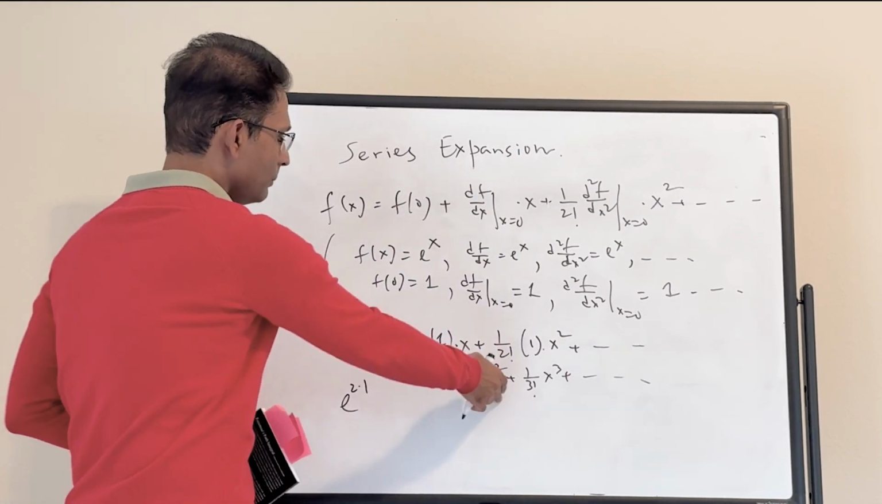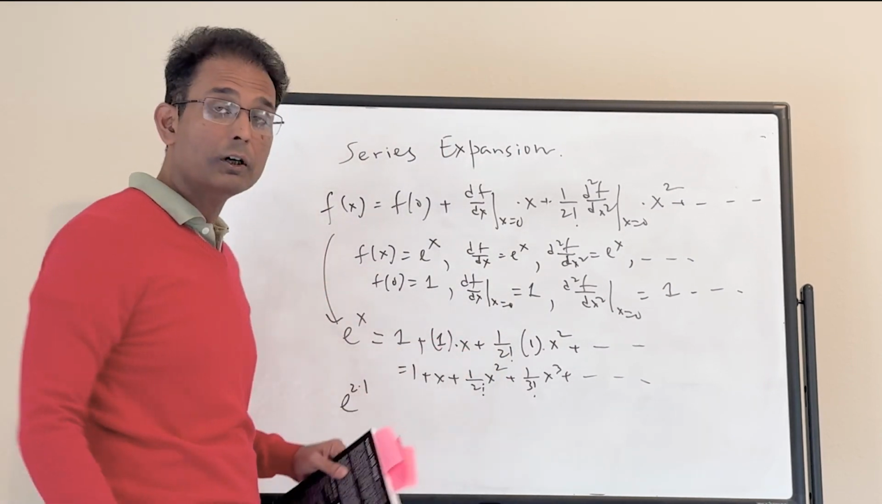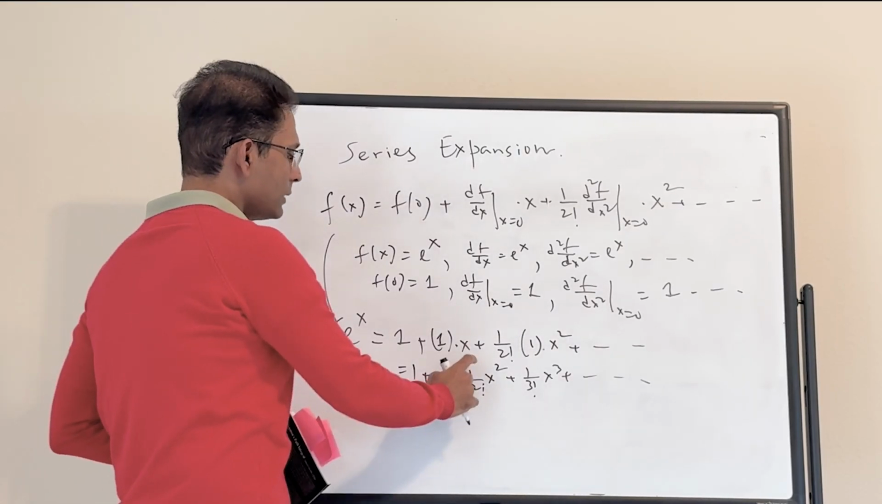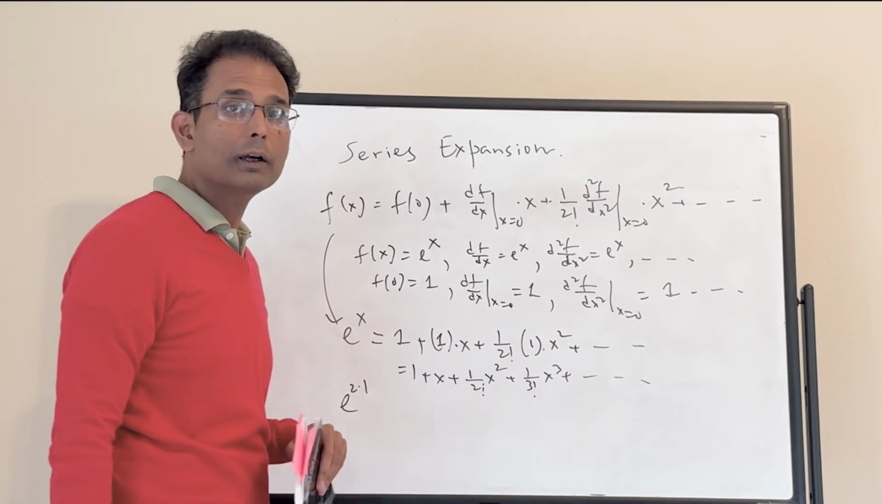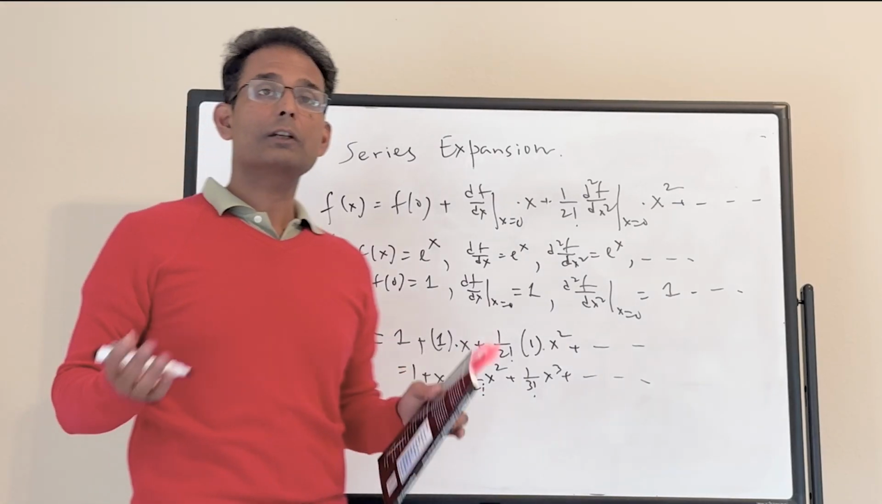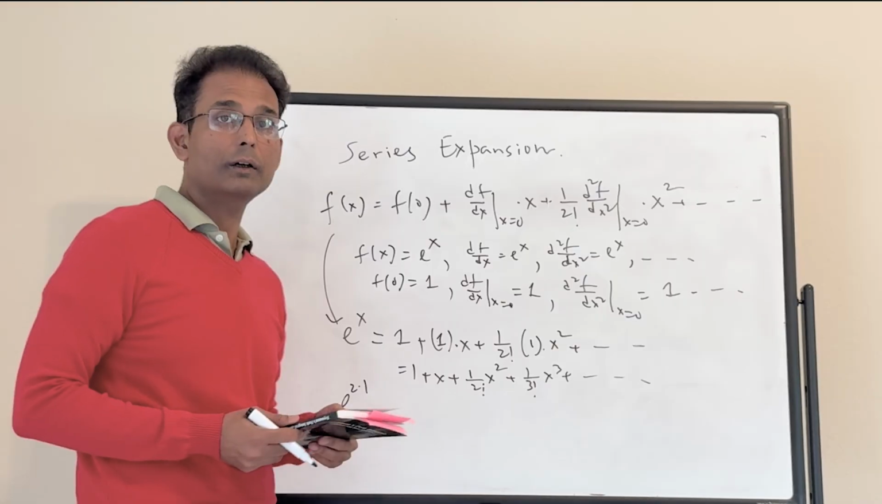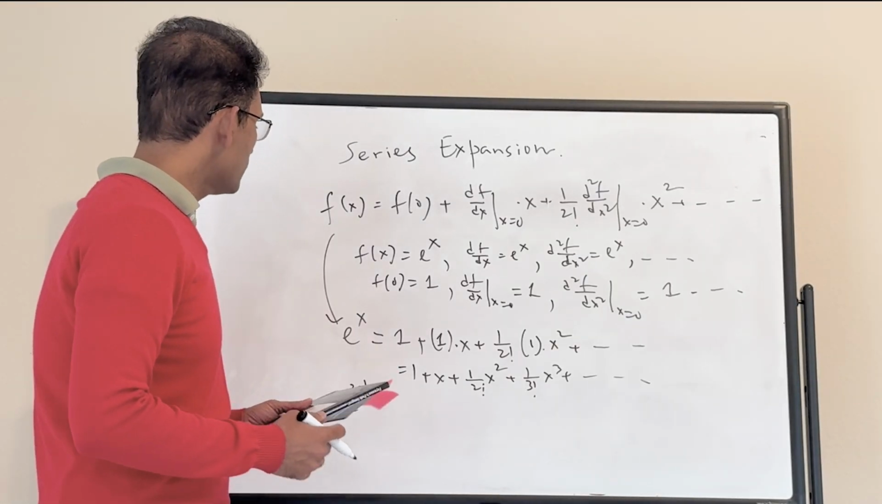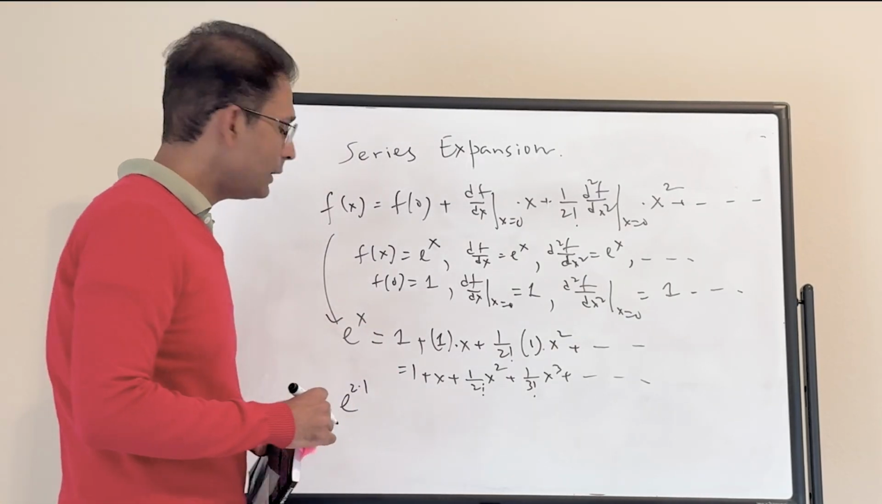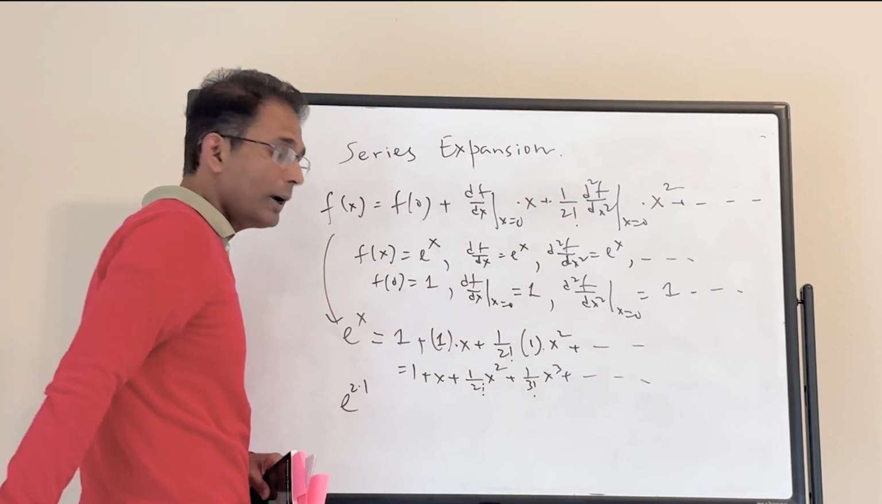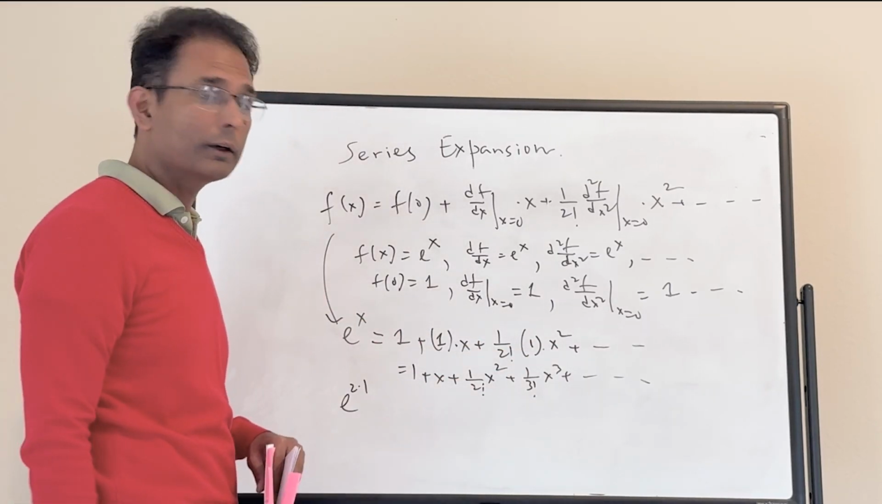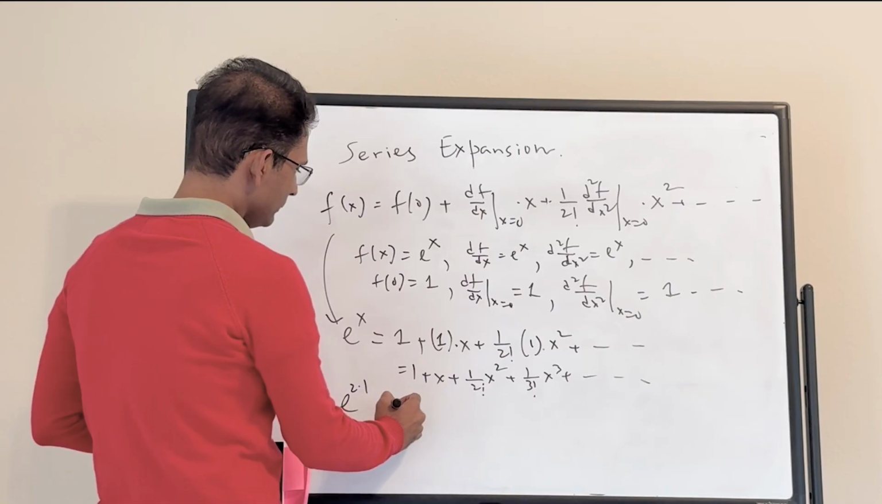If I keep the quadratic term also, then I get 1 plus x plus 1 over factorial 2 times x squared. So these approximate expressions are very important in physics and engineering. All right, so here I'm going to show an example of using the series expansion to evaluate e to the power 2.1.